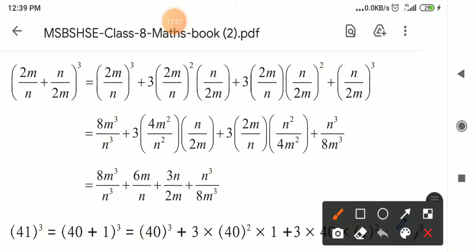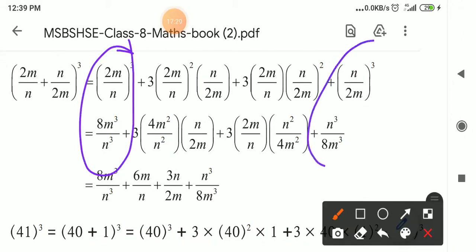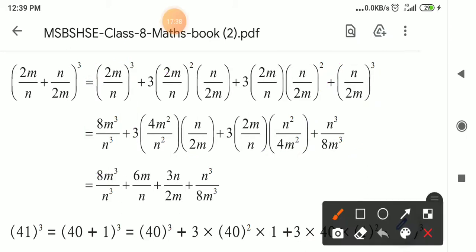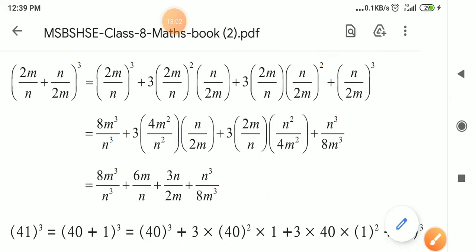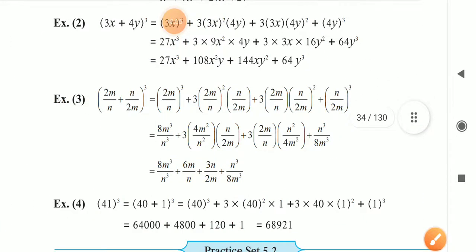So see here, first term's cube, last term's cube, 3 into here 2 square is 4m square n square, n upon 2m. Okay, and then same is here. So 2 m cancels with this square, 2 1s are 2, 2 2s are 4, n square and n's cancel. So here remain 3 2s are 6 m upon n, and here 1 n cancels for this, 1 m cancels for this square, 2 1s are 2 and 2 2s are 4. So here 3n upon 2m, and here last term square is the n square upon 8m cube, n cube upon 8m cube. So in this way we have to do the practice of this third one.